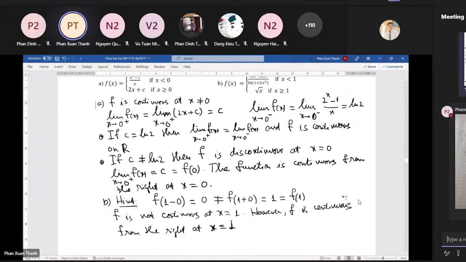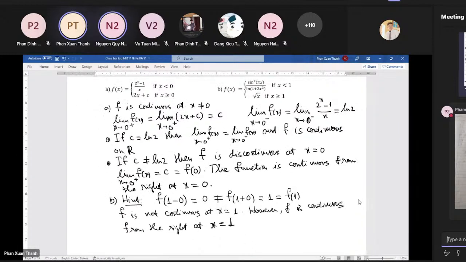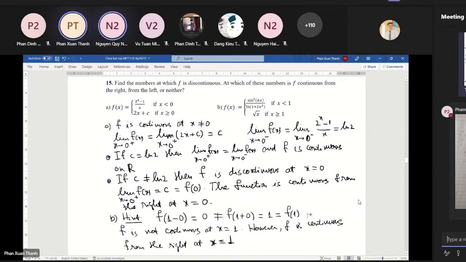So that is exercise number 15. Teacher, I want to ask about B. If x equals 0, it's not continuous too? No, I think that for this function, f is continuous at every point other than x equals 1. This is only a hint, not a solution. As I said, f is continuous at x equals 0.